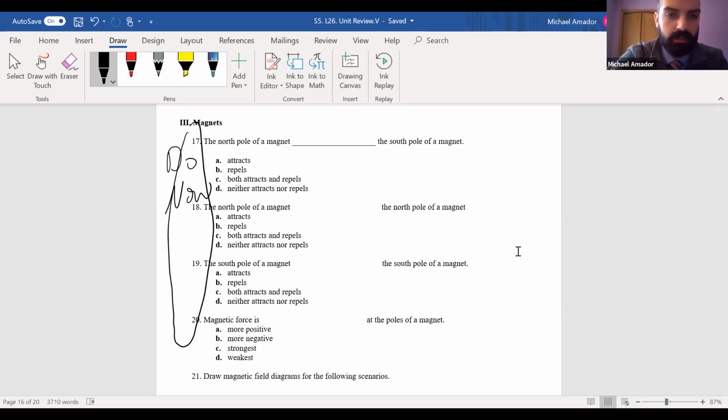So 17, the north pole of a magnet. What does a north pole do to a south pole? North pole and south pole attract. 18, the north pole of a magnet does what to the north pole? Well, they're the same poles, so they're going to push against each other. They're going to repel each other. South pole and south pole, they're also the same pole. Point your fingers in if they're going to attract or out if they're going to repel. They're going to repel each other.